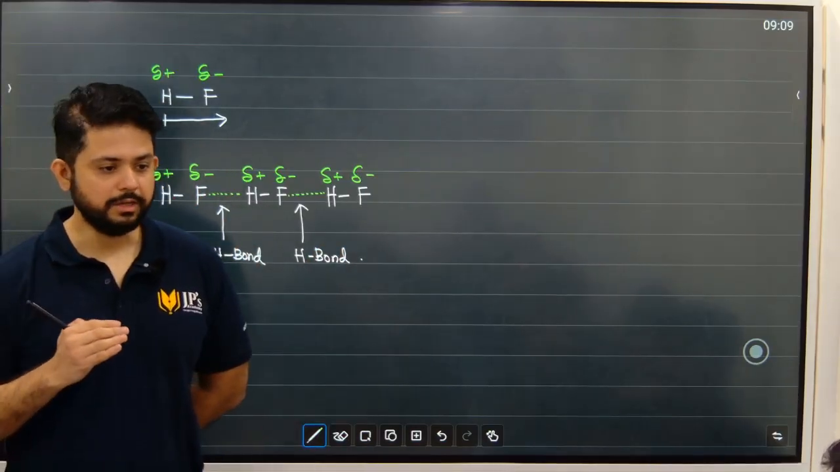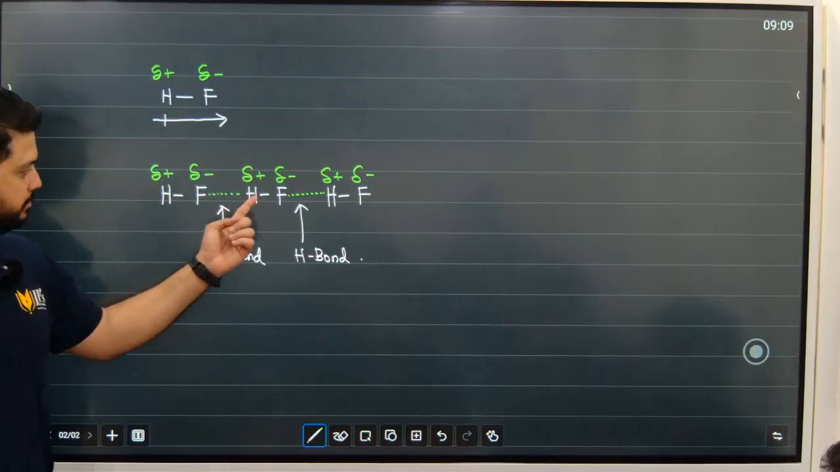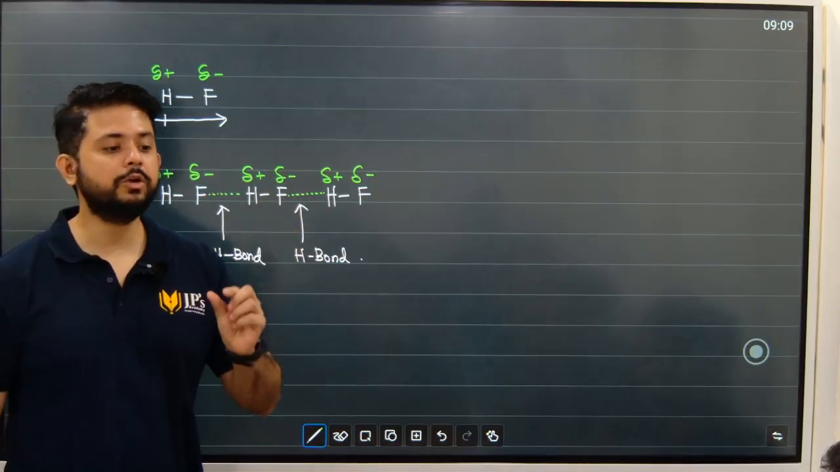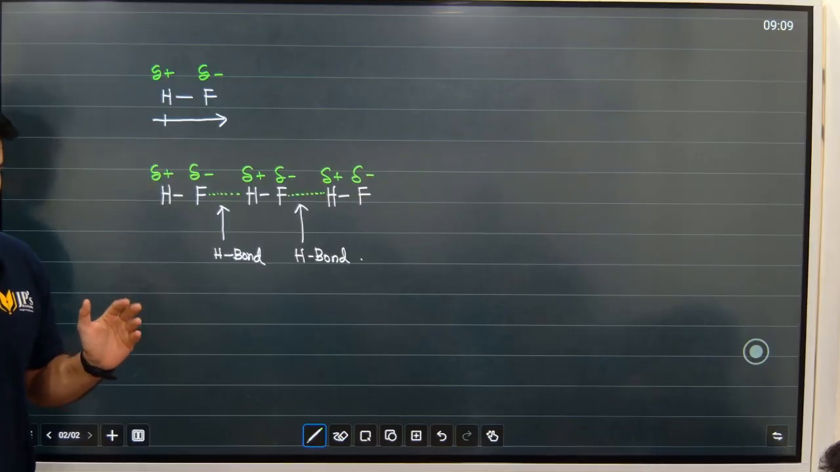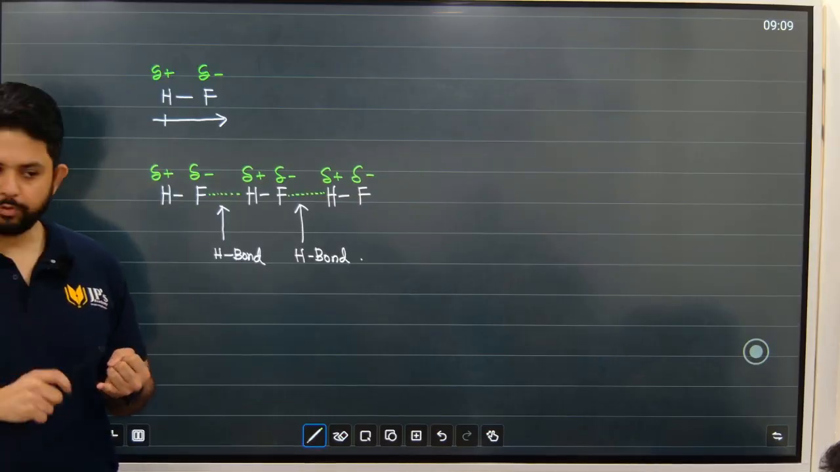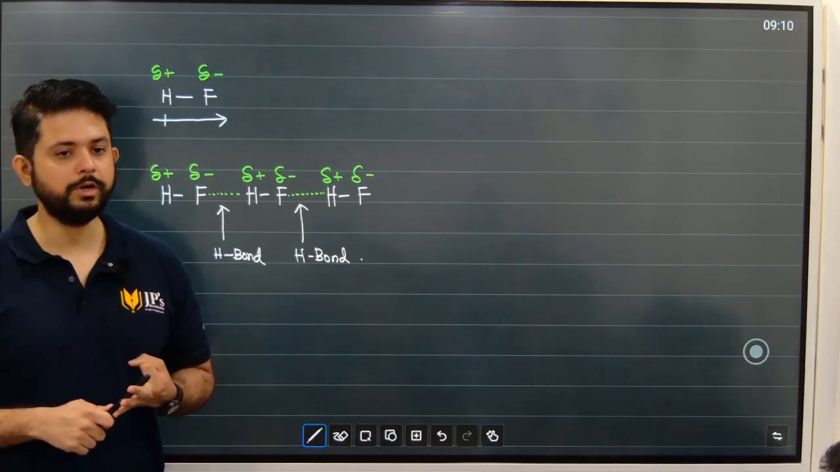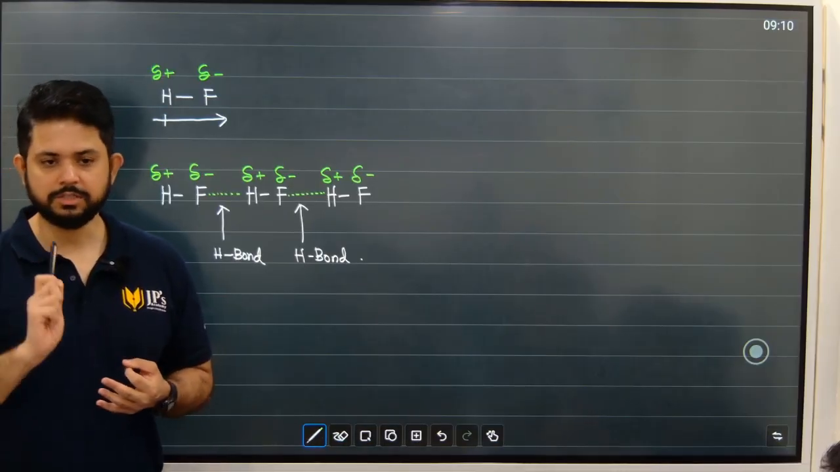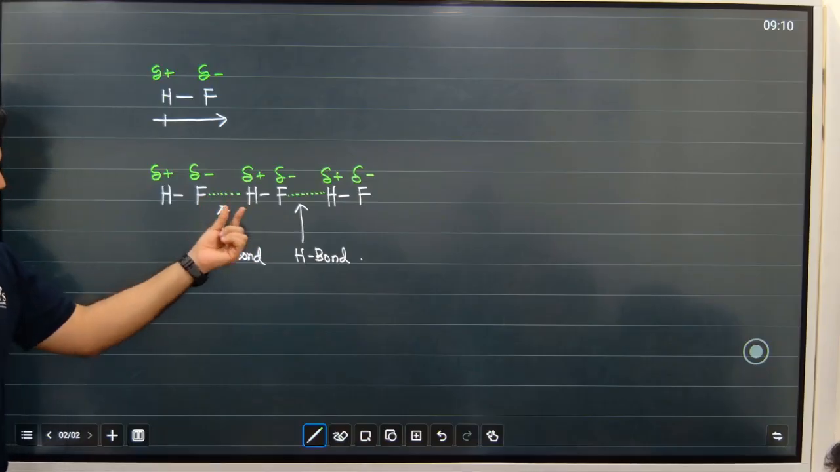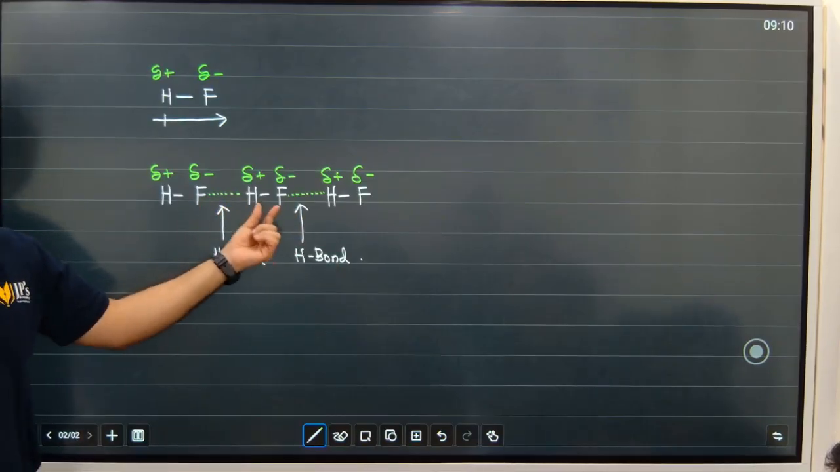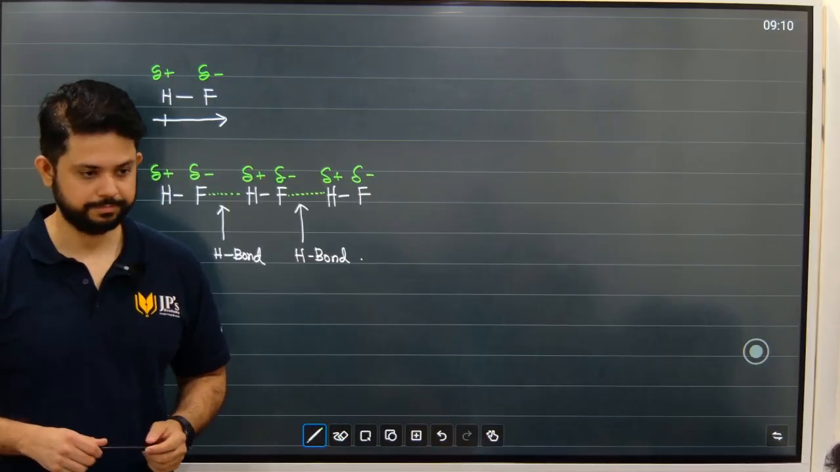So hydrogen bonding will occur only when hydrogen is bonded to an electronegative atom, and it's not that to any electronegative atom. To which specific electronegative atom? It should be fluorine or oxygen or nitrogen. It should be bonded to these three electronegative atoms. There are certain exception cases जो हम बाद में पढ़ेंगे, and there is this force of attraction between hydrogen and the electronegative atom. This force of attraction is termed as hydrogen bond.